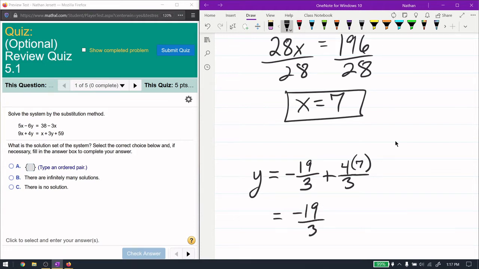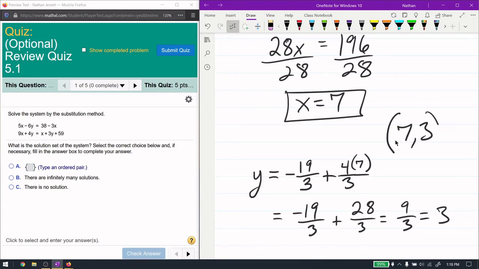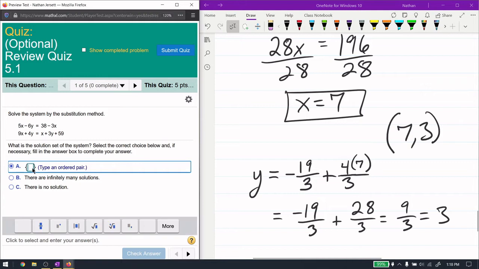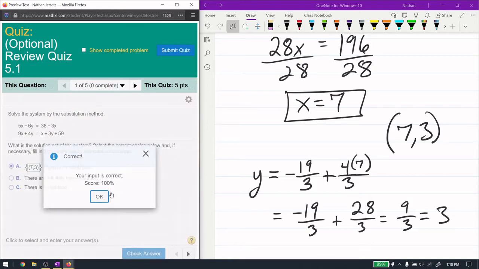Negative 19 thirds plus 28 thirds. Negative 19 plus 28 is 9. 9 thirds, which is 3. So y equals 3 and x equals 7. That means the ordered pair, which says type an ordered pair in there, is x comma y, 7 comma 3. Hopefully that is correct. Check. And it is.